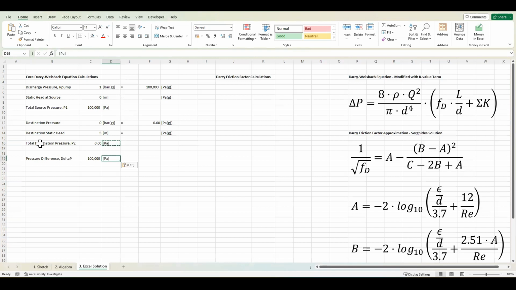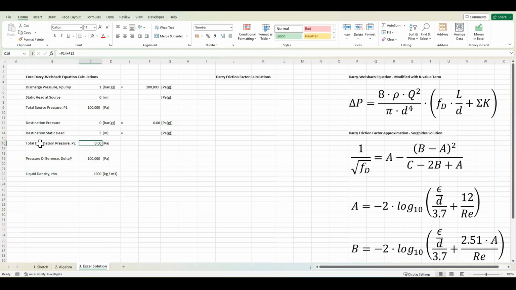Again, in pascals. Now to start filling in the source static head and the destination static head, we need to write down the liquid density, rho. And if you recall from page 1, we know that it's 1,000, and that's kilograms per cubic meter.